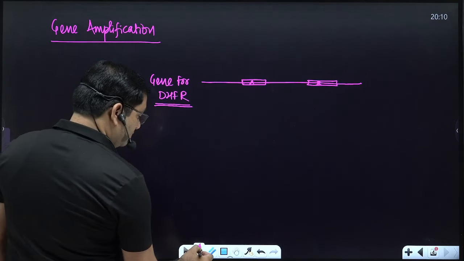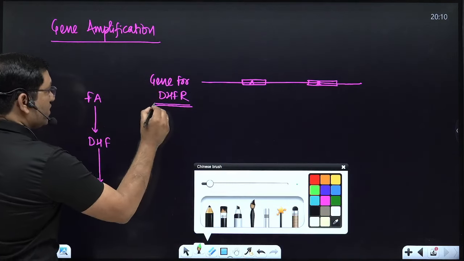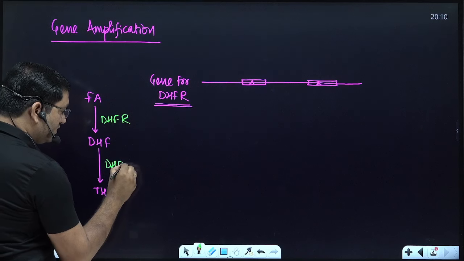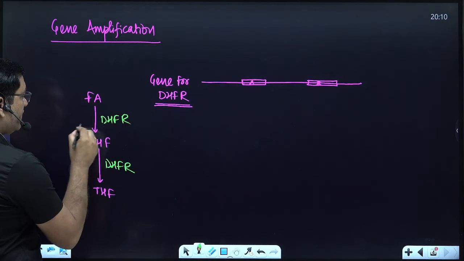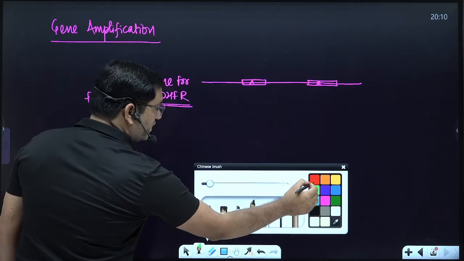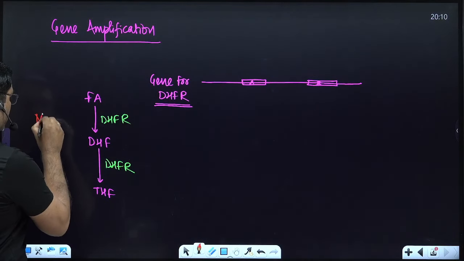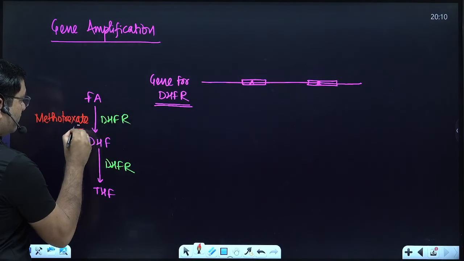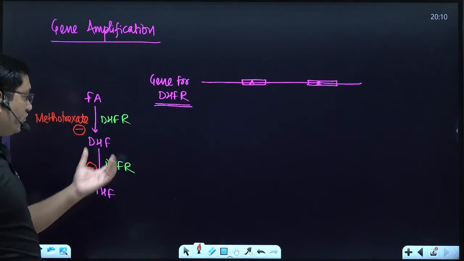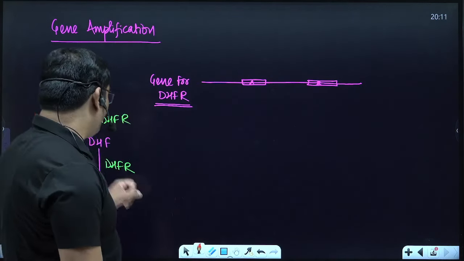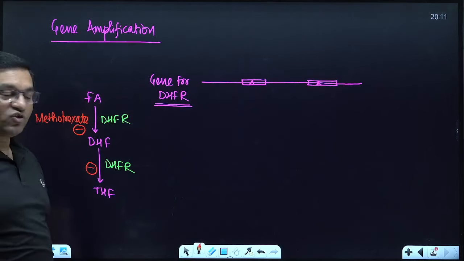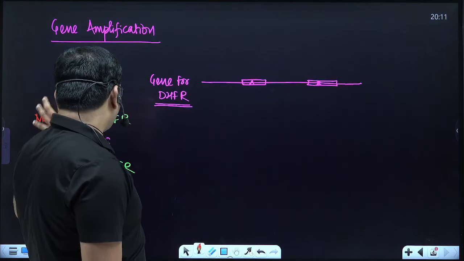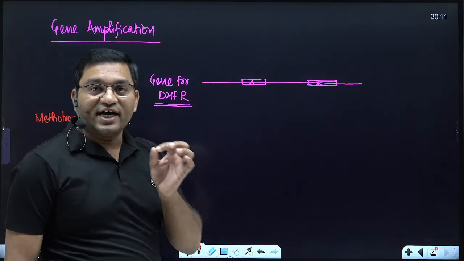Now here the enzyme is dihydrofolate reductase. Methotrexate, an antimetabolite, will inhibit the dihydrofolate reductase enzyme and prevent the formation of tetrahydrofolate, and inhibit nucleotide synthesis. So methotrexate acts by this mechanism. So this is the gene for dihydrofolate reductase.